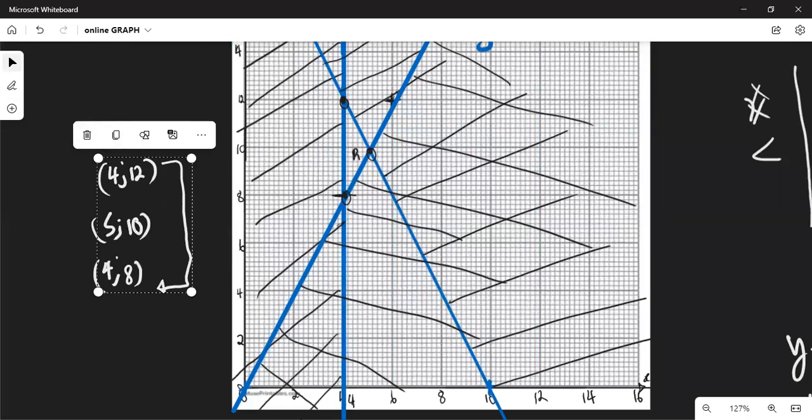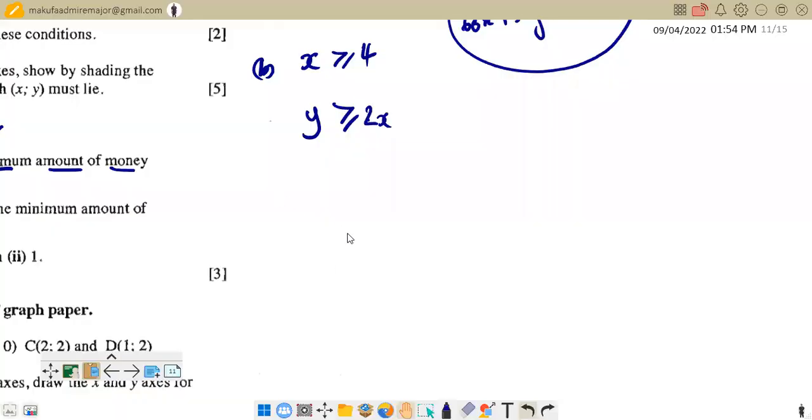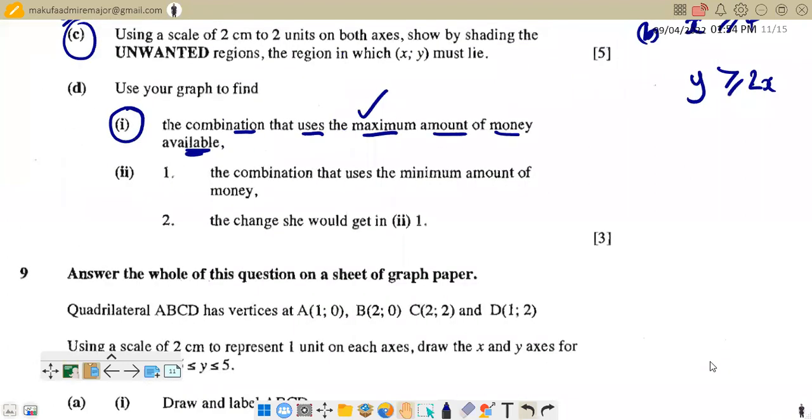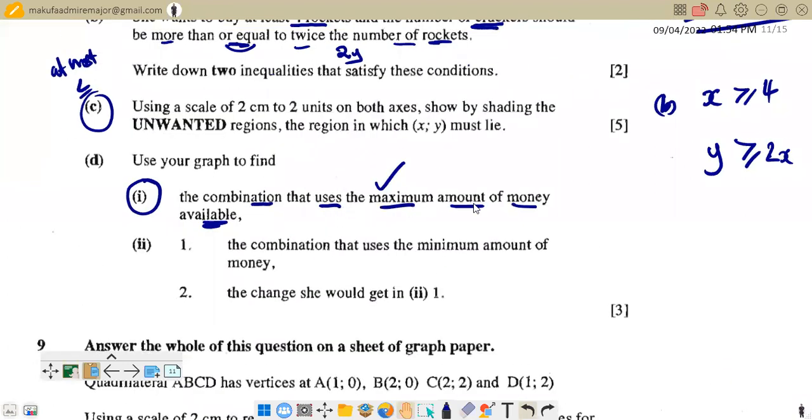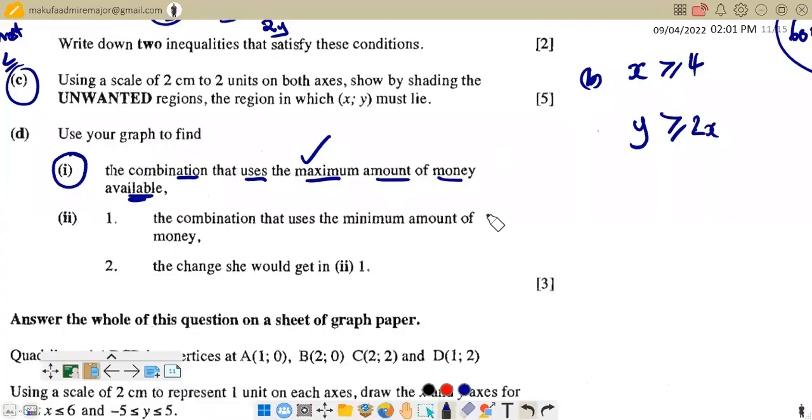So we have to get back to our region here. Let me get back so that we can take our question. I think we are now back to the same question together. We say the combination that uses the maximum amount of money. So that means we have to take any combination and substitute the values there. I think it's easier for me to just write those combinations here.